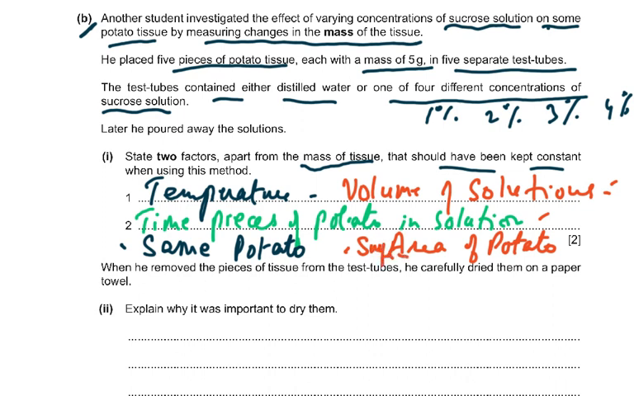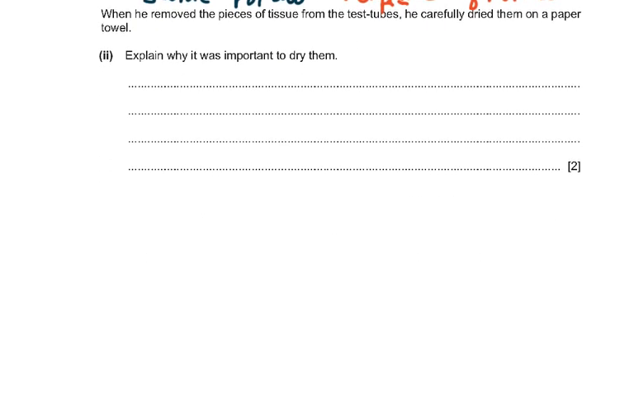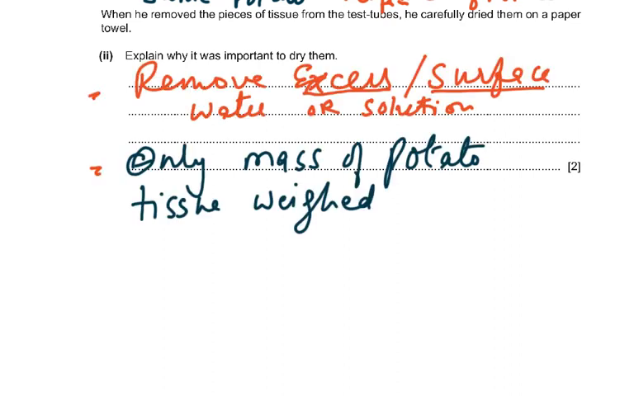When he removed the pieces of tissue from the test tubes, he carefully dried them on a paper towel. Explain why it was important to dry them. Why would we need to dry the potatoes? Naturally, the main thing is to remove the excess water and only measure the mass of the tissue. You don't want to measure the sucrose solution on the surface, which might add a few micrograms or whatever, but it would change the mass. So remove excess or surface water.